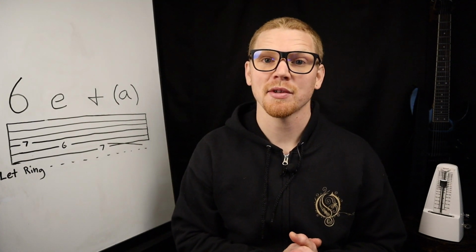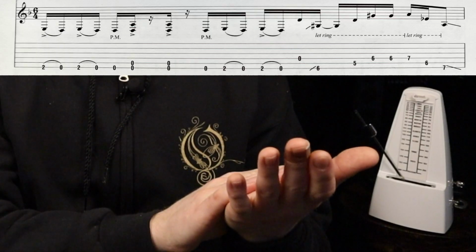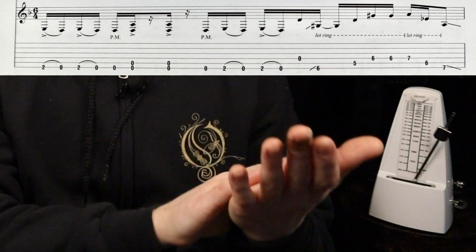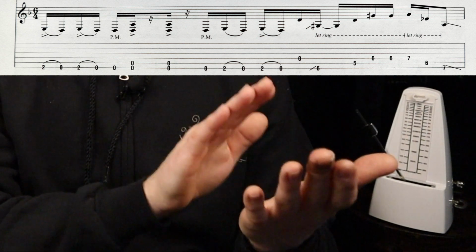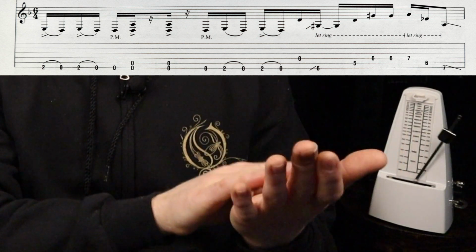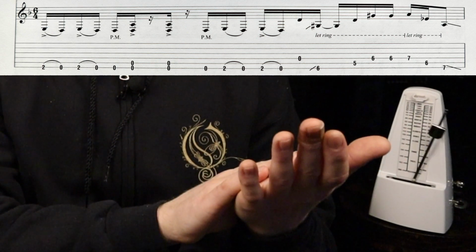Now if you really want to challenge yourself, try to clap the rhythm from beats 1 all the way through 6. I will have to look at the music. 1 E and a, 2 E and a, 3 E and a, 4 E and a, 5 E and a, 6 E and a.